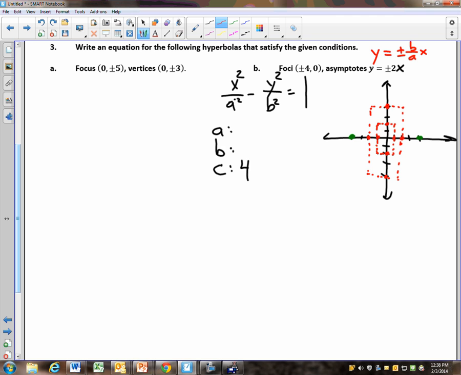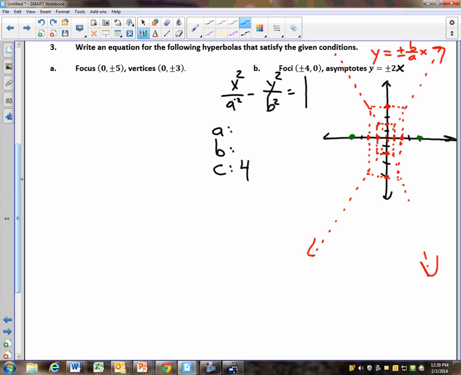See how I got 2 different boxes? And those boxes both work for the asymptotes y = plus or minus 2x. So the question is, do I put my vertices here or do I put them here? Where are they supposed to be?